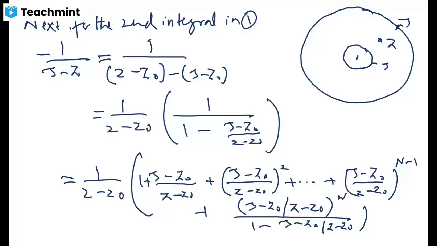And then you multiply it with f of zeta and integrate over circle C2, and also multiply throughout by 1 upon 2 pi i. You will have this expression, which implies 1 upon 2 pi i integral over C2 of f of zeta upon zeta minus z, d zeta.